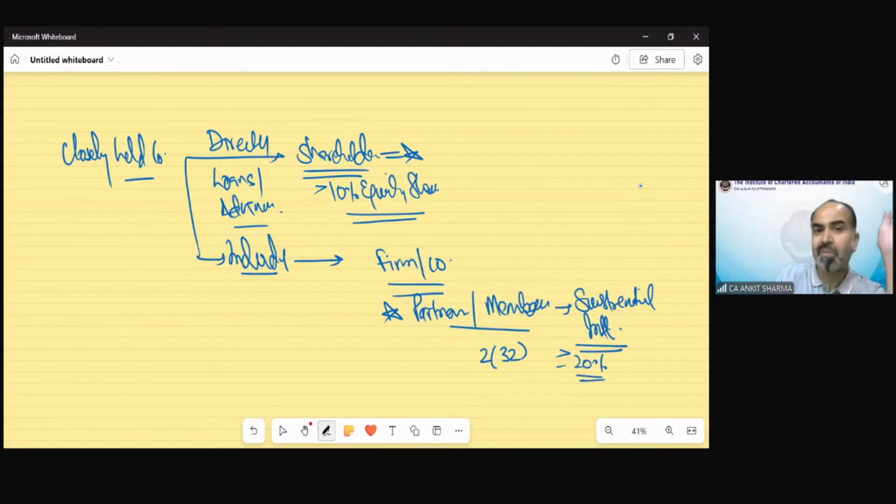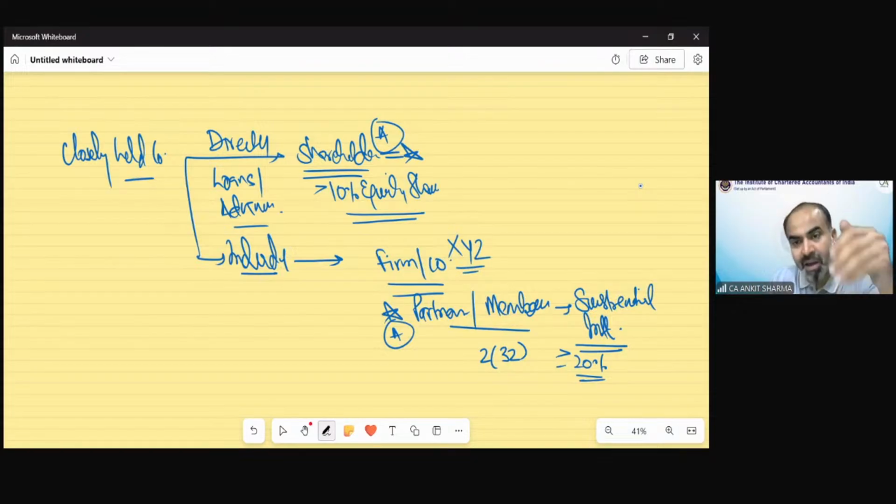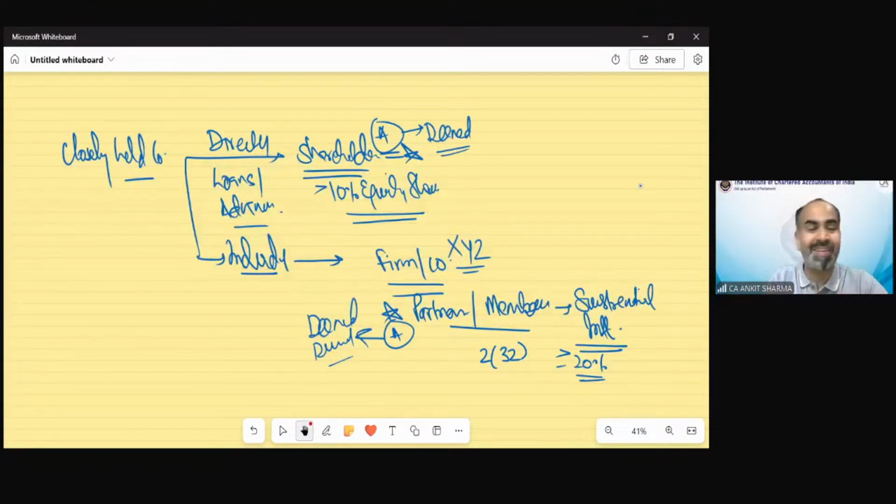So suppose the closely held company does not give this loan or advance to the shareholder, Mr. A, but gives it to a partnership firm, suppose XYZ, or a company in which Mr. A is already a partner or a member and having substantial interest. That would also be treated as deemed dividend. In whose hands would it be deemed dividend? Of course, Mr. A's hands, not in the hands of the firm or company, because it will be assumed that we are indirectly giving this dividend to Mr. A.